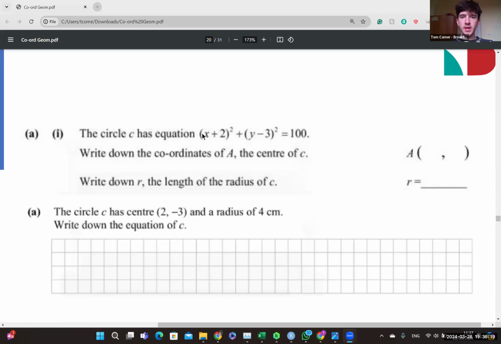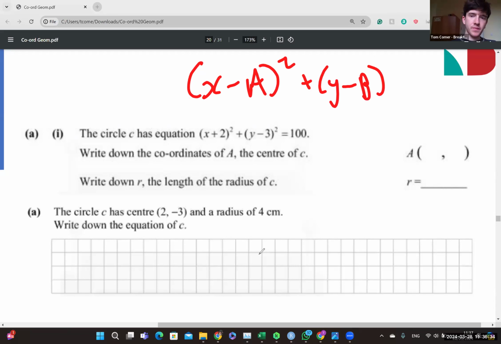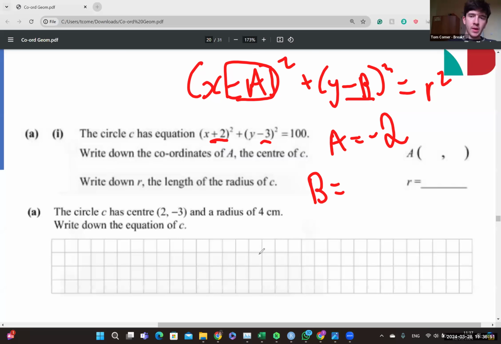It's important to realize, guys, we're going to take the negative of these numbers beside x and y. So I'm going to go through that as an example, okay? Our equation for finding out the center and radius of a circle is x minus a squared plus y minus b squared equals r squared. Okay, so what does this mean? Minus a equals plus 2. So a equals minus 2. Minus b equals minus 3. So b equals plus 3. So our point ends up being minus 2, 3. And if we know that 100 is r squared, well then r is just 10.